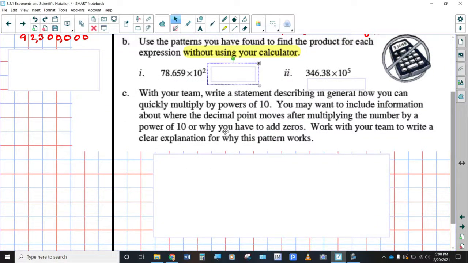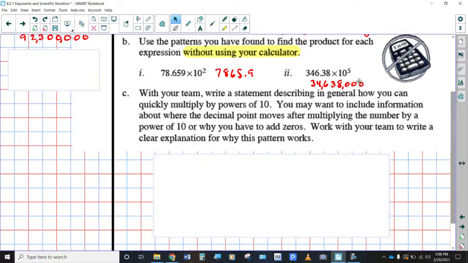I'm going to go ahead and reveal it. Hopefully you paused and you figured it out on your own, but if you're just in the mode for copying me because it's getting really long, that's fine. So this is going to be 2 places to the right, so it's going to be 7,865.9. It says to move 5 places to the right, so you're going to have to add some zeros there.